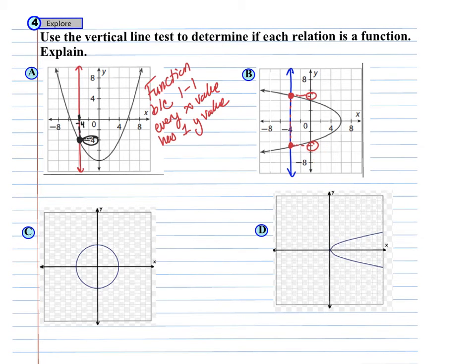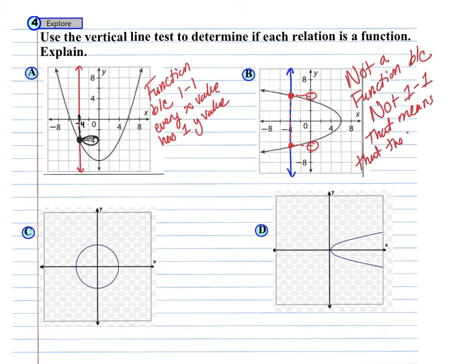That is not correct. So that means because I drew a straight line and it crossed this graph twice, it is not a function. Not a function because not 1-to-1. That means that the x value has two y value answers.